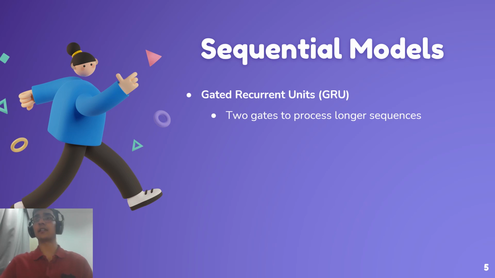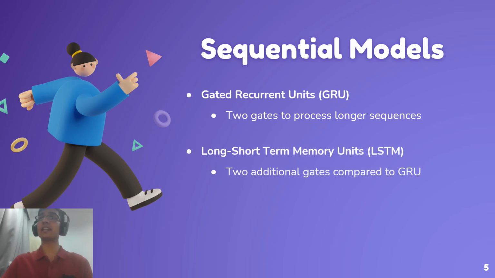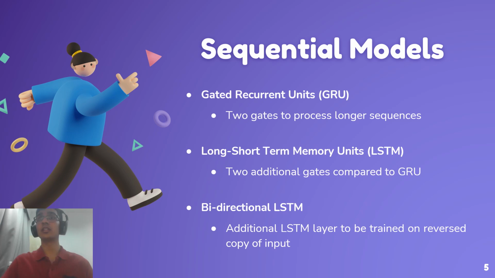We have also experimented with gated recurrent units, which are an enhancement to the RNN layers with the addition of two gates, namely reset and update gate. These gates help us to retain information in longer chains of sequences. Next, we have LSTMs, a more complex network with two more gates, namely forget and output gate. These four gates in the LSTM layer help us to retain information in longer chains of sequence. Lastly, we have the bidirectional LSTM layer, which consists of an additional LSTM layer trained on the reverse copy of the input sequence and helps to gather more sequential context.